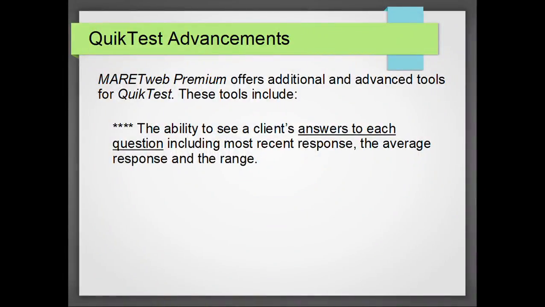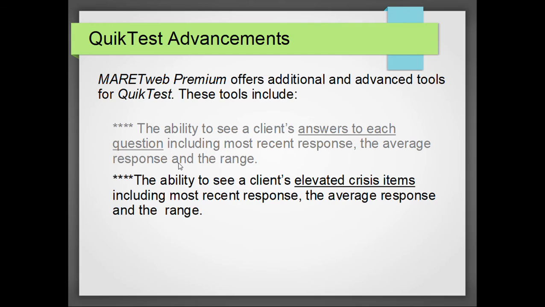And another issue with the premium is Quick Test. There have been some advancements. People for a long time have asked me to be able to see all of the single item answers, and I've hesitated to do that. I've done it now, and I see the power of it. It's incredible. Not only that, you have the ability to see a client's elevated crisis items only.